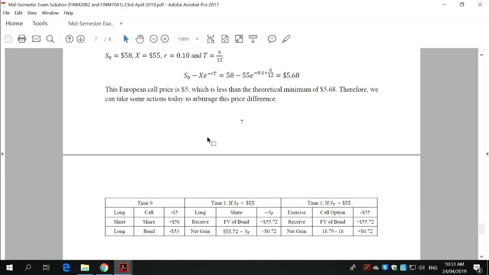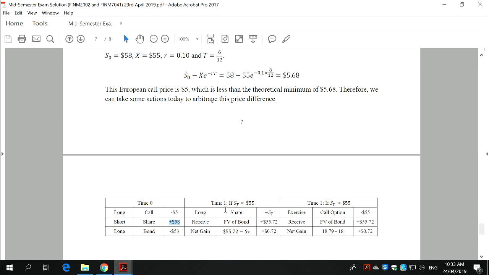But as the smart arbitrageur, we don't use our own money, we use somebody else's money. How do we finance the purchase of this call option? We finance the purchase of the call option by shorting the underlying share, right? So the first position is shorting the share, and you'll be receiving an upfront cash proceeds of $58, and you use the $5 to buy the call option, and you invest the remaining $53 to buy a zero coupon bond.